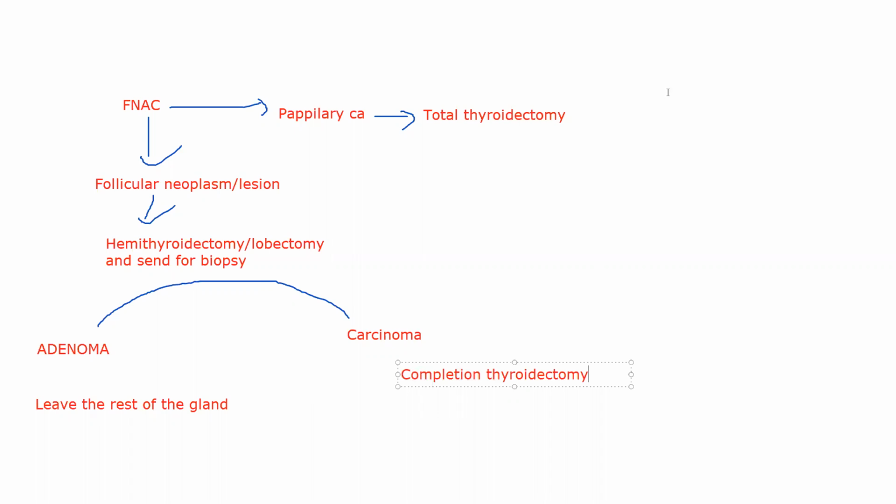This is the basic flow chart for follicular carcinoma, follicular neoplasm, and papillary neoplasm. FNAC can diagnose a papillary carcinoma, but FNAC can't diagnose a follicular carcinoma. It will only come as a follicular neoplasm or lesion.